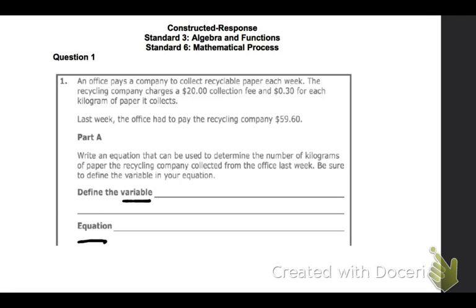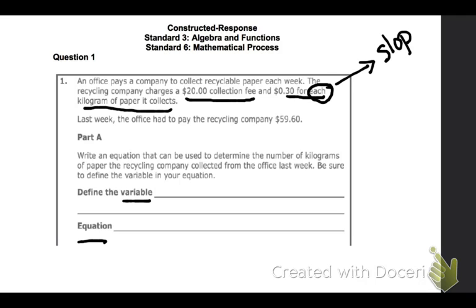I'm going to have a variable, so I've kind of grabbed a few words already as I work my way through. An office pays a company to collect recyclable paper each week. The recycling company charges a $20 collection fee and 30 cents for each kilogram of paper it collects. Okay, I'm going to circle that word each. I know that when I talk about algebra, each should lead me to slope, or maybe I like to think about the word per. Anyways, I want to start thinking that way as I read.